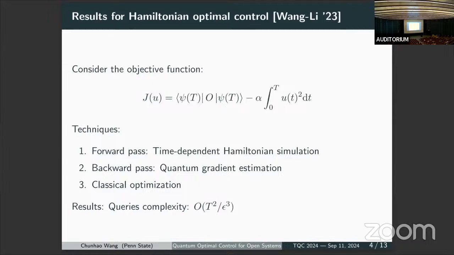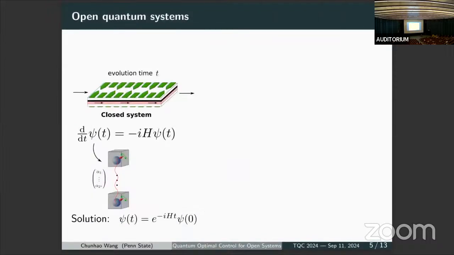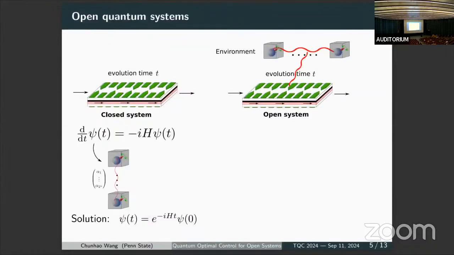Now we know how to control a closed system. Let's talk about open systems. This is the picture of the closed system, and you can see that there's no interaction with the environment. But if there is interaction with the environment, the system is open.